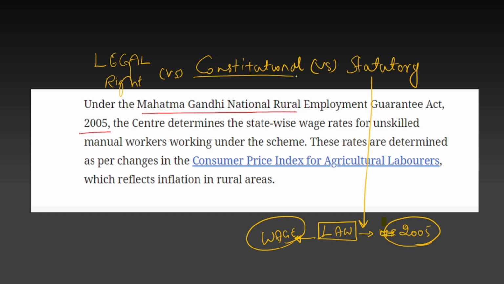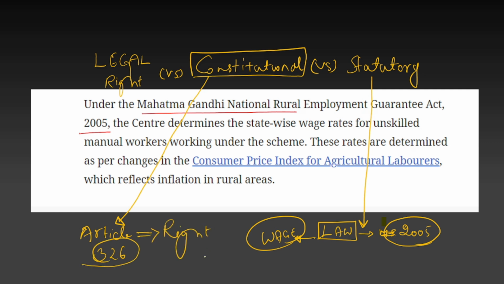What is a constitutional right? Any right which is given to you in the constitution. Article 326 is the right to vote. Correct? This has been given to you as a right in the constitution. You can say the Representation of the People Act 1951 is there, so it is also a statutory or legal right.